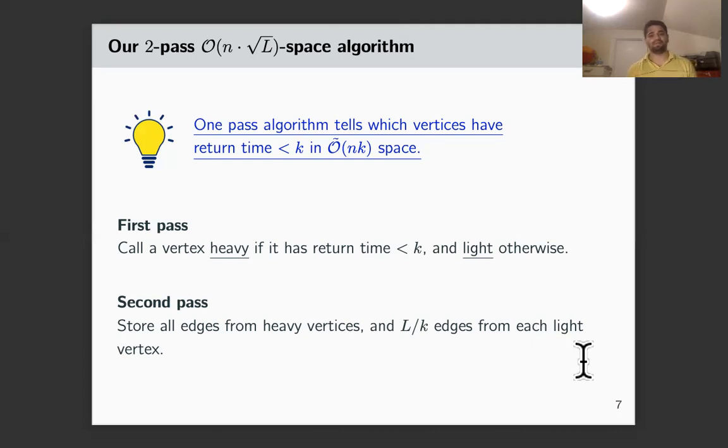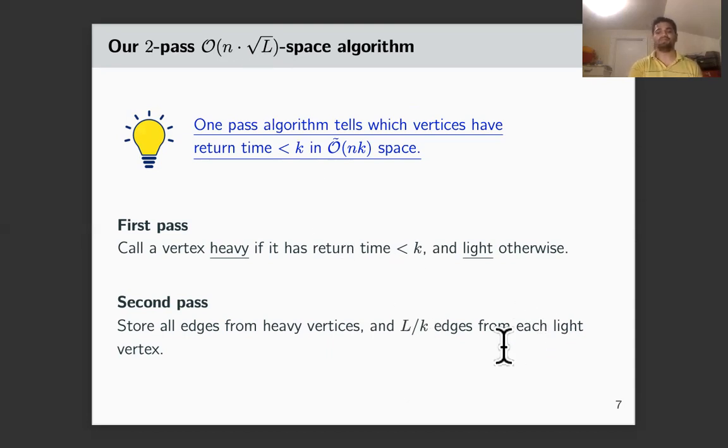That's one part. Now I need to show you that this algorithm indeed takes n root L space. I already know that the first pass takes nk space, and I will show that the number of edges that are stored from heavy vertices is another nk, so that is just nk, and the number of edges that are stored from light vertices is nL over k. Now nk plus nL over k is minimized when k is root L, and therefore the minimum value will be n root L, and that's our space bound.